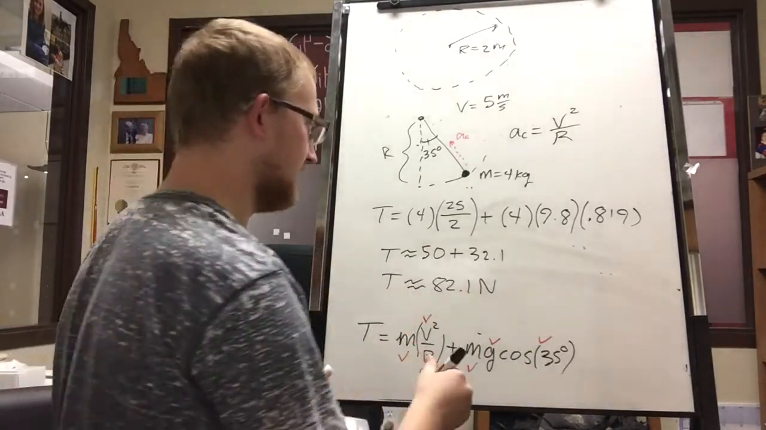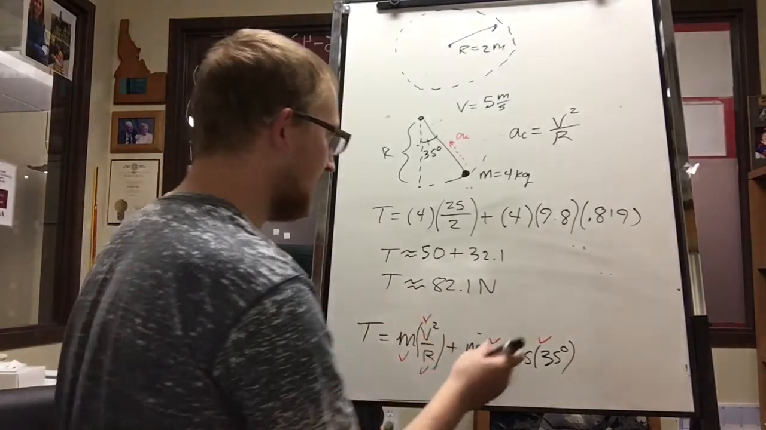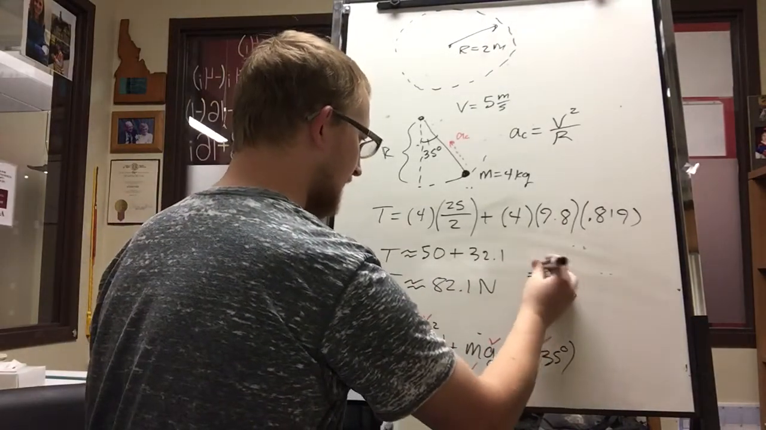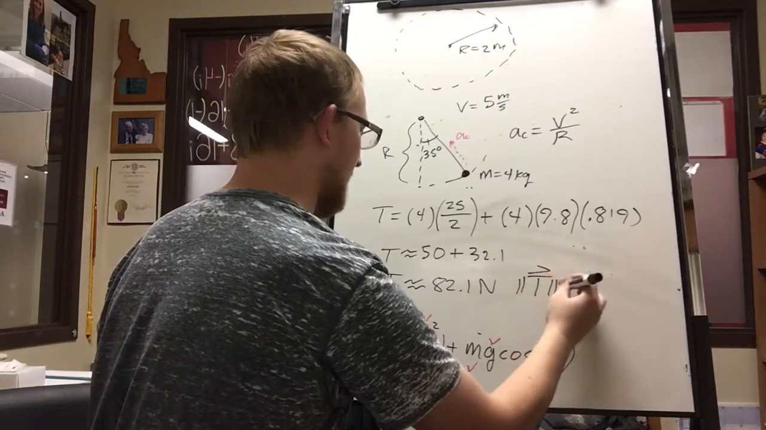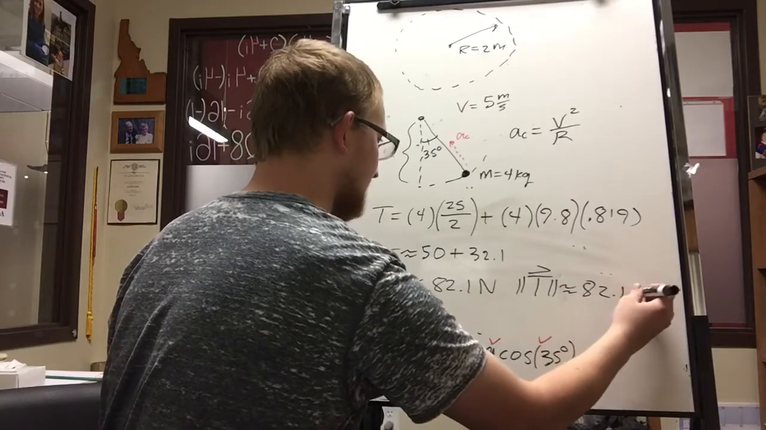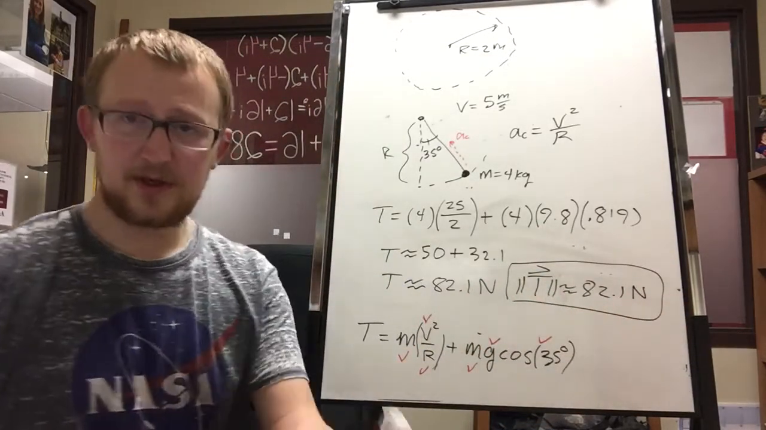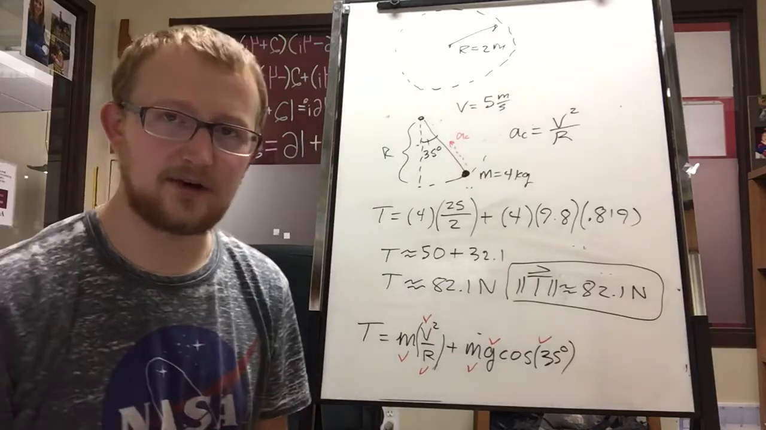And remember, this is not a vector anymore. This is just the magnitude, because we have nothing intrinsically telling us the directionality of tension. And so what we set out to solve for was the magnitude of tension, and that's exactly what we did solve for. So the magnitude of tension is 82.1 newtons approximately. So I hope this was useful, and I'll see you next video.